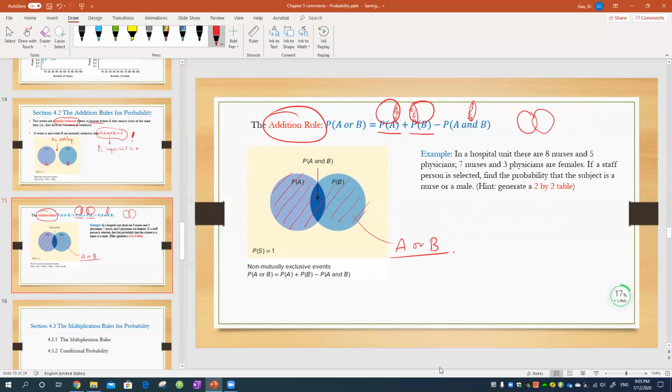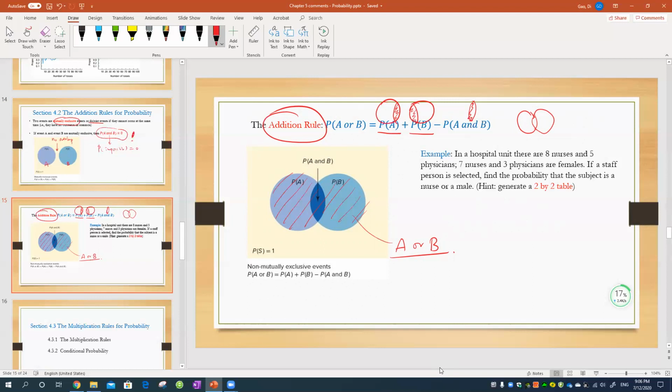And let's look at an example. In a hospital unit, there are 8 nurses and 5 physicians. 7 nurses and 3 physicians are females. If a staff person is selected, find the probability that the subject is a nurse or a male. And we got a hint: generate a 2x2 table.